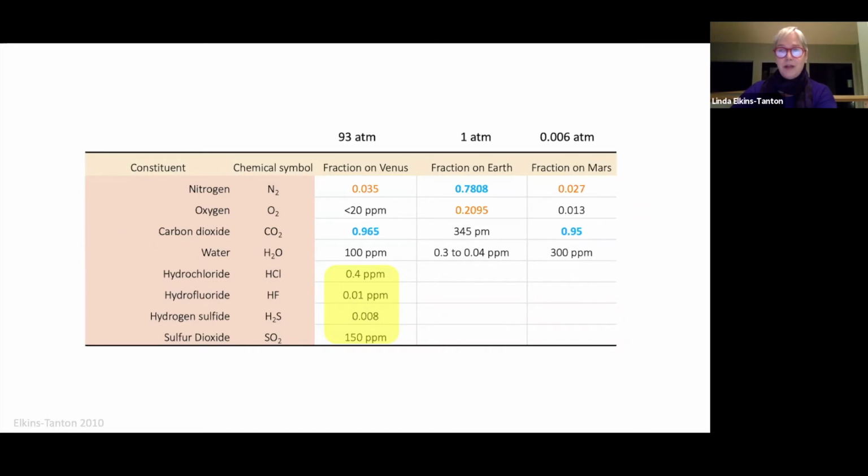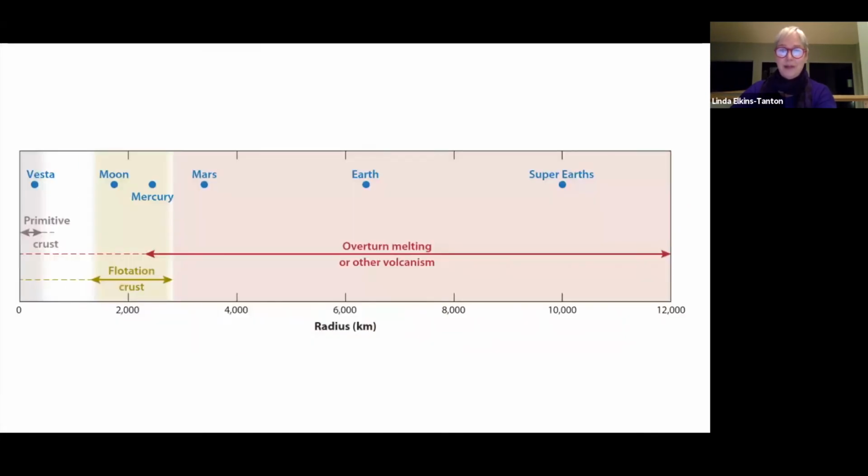Now let's look at how the planets got their first crusts. This is something I find so interesting, and this is work that I've done particularly with Stephanie Brown, who's a postdoc at MIT now. Here's a figure that shows how the earliest crusts form as a function of the size of the body. So it's the radius of the body that we're talking about on the horizontal axis.